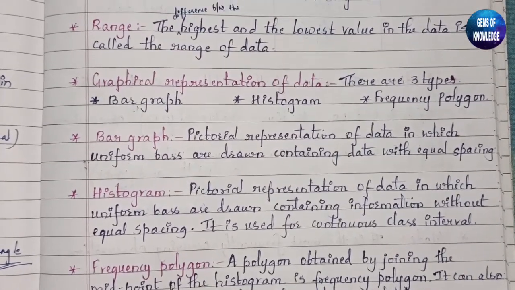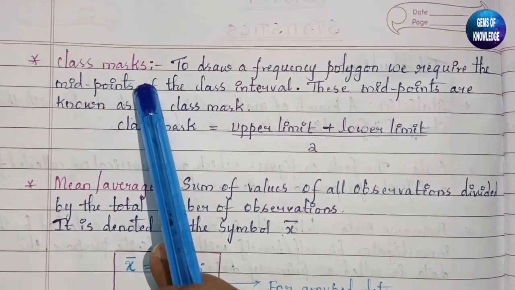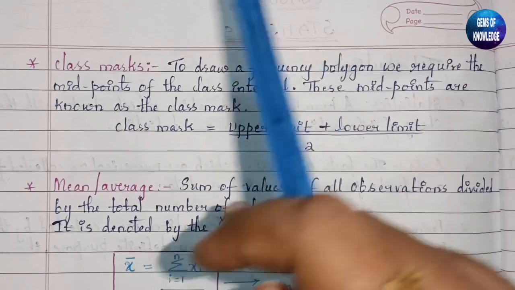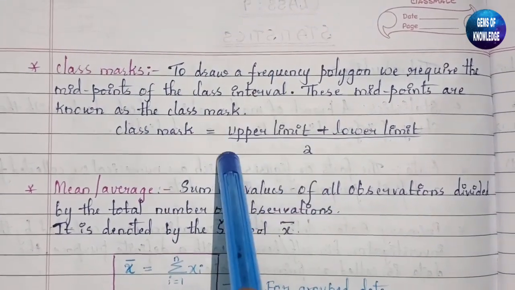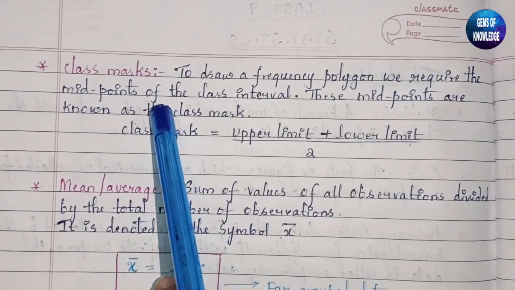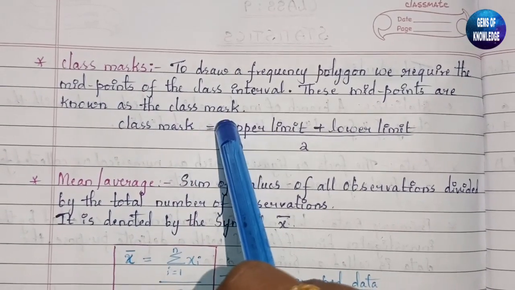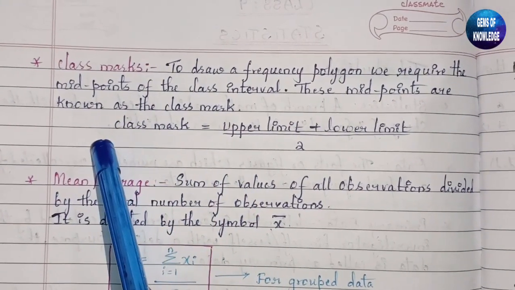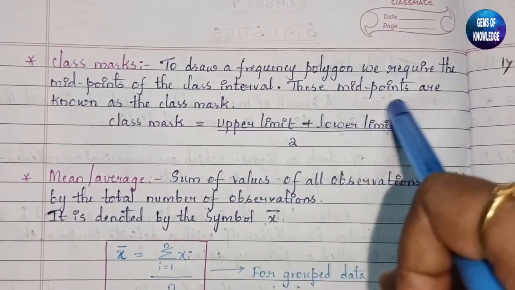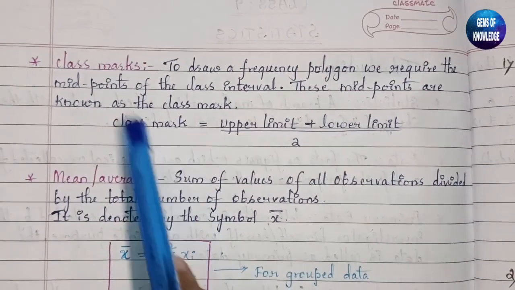Okay, so we'll move to the next. Next, you need to know some formulas related to this exercise. Class mark. To draw a frequency polygon, we require the midpoint of the class interval. As I have told you, to draw a frequency polygon, we need midpoints. These midpoints are known as the class mark. So what is the formula to find the class mark? Class mark is equal to (upper limit + lower limit) divided by 2. This is the formula to find out the class mark.